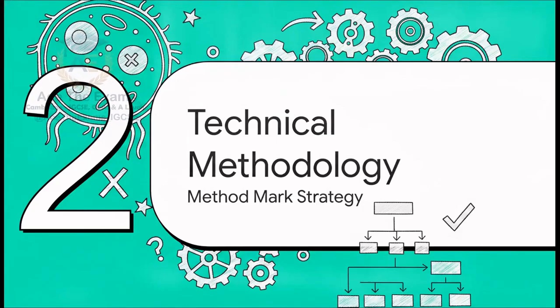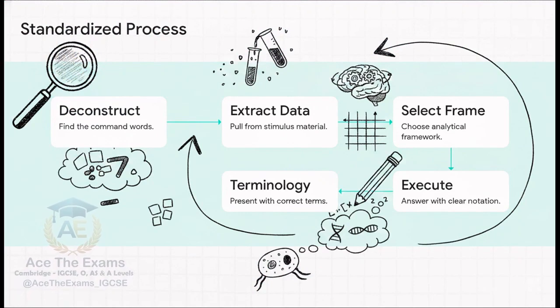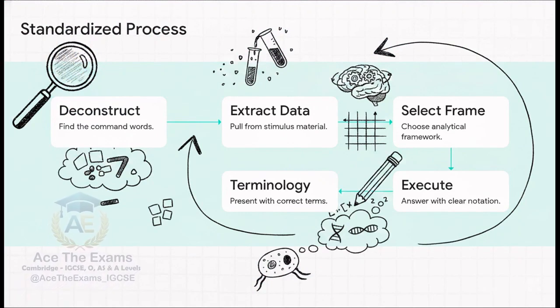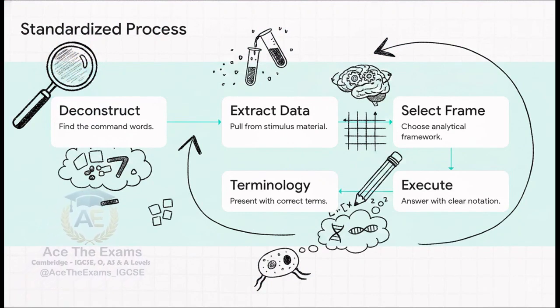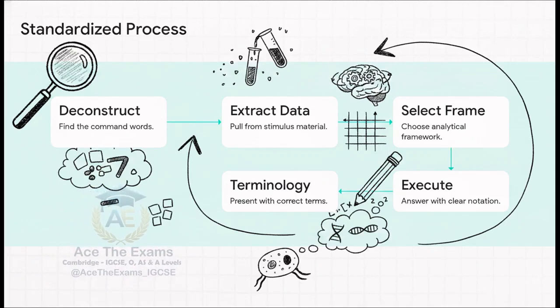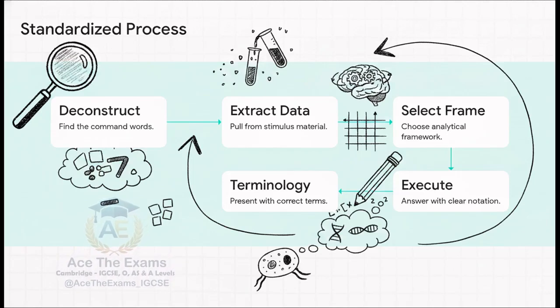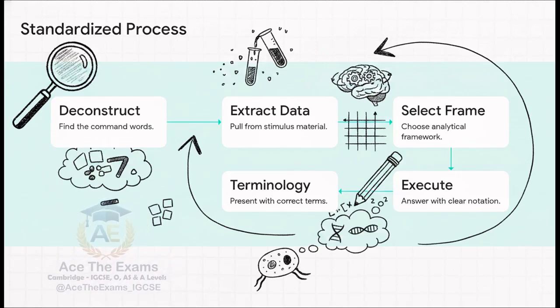Moving right along to Section 2, the Standardized Technical Methodology. This is a real game changer. This is where we break down complex problems to earn marks for the actual process, even if your final conclusion is slightly off. Welcome to the method mark strategy. The data reveals an exact 5-step sequence required for systematically processing exam questions. Step 1. Deconstruct the question and find those command words. Step 2. Extract relevant data from the stimulus material.